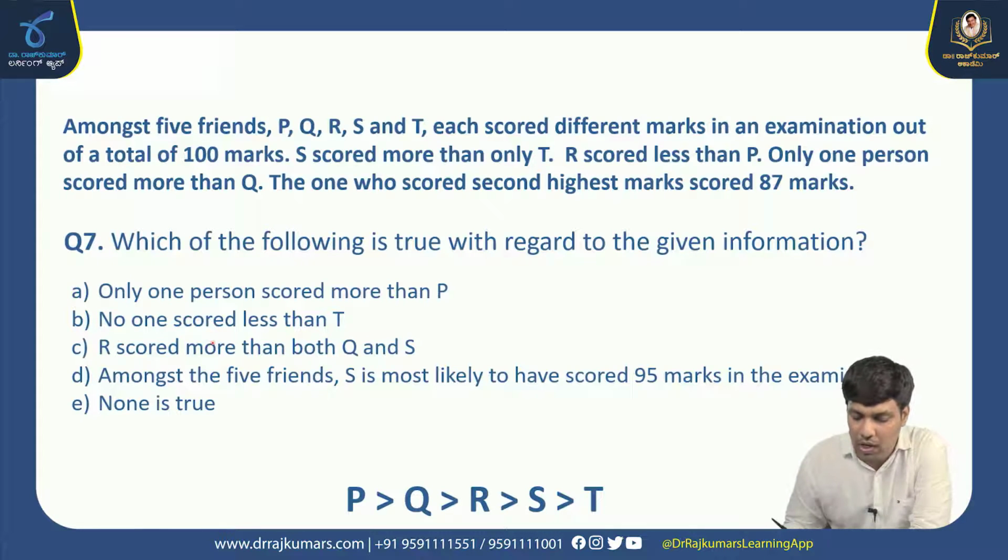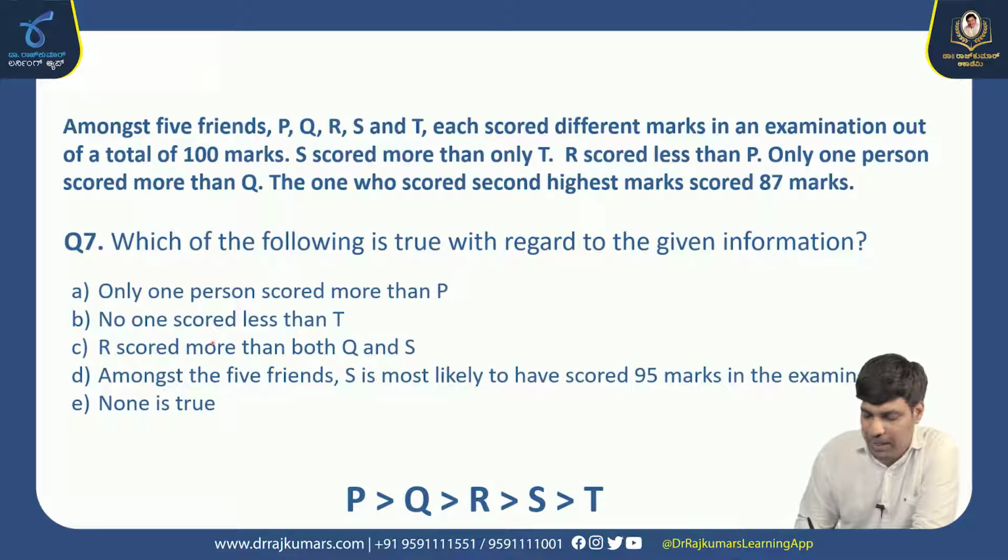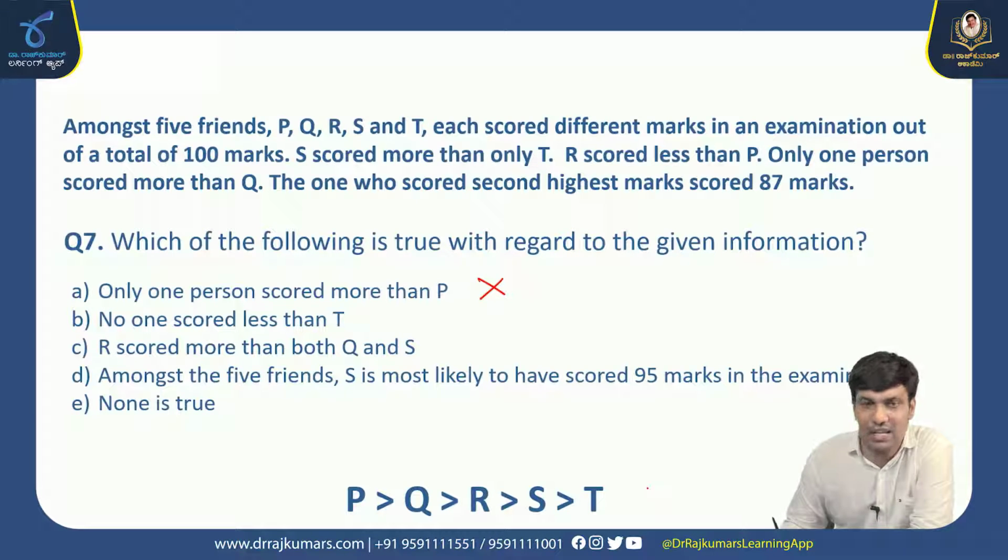First option, only one person has scored more than P, right? No, no one has scored more than P. So option A is wrong. They are telling no one scored less than T. They are telling T is the last scorer from the sequence. This could be the probable answer.